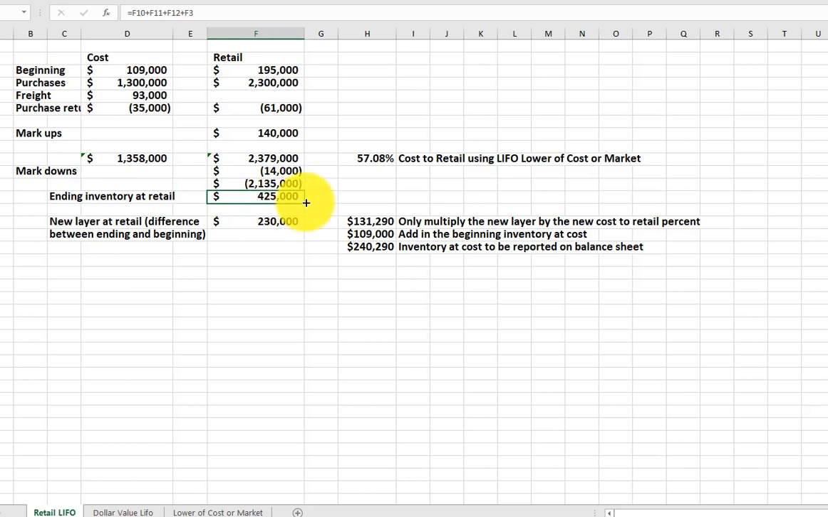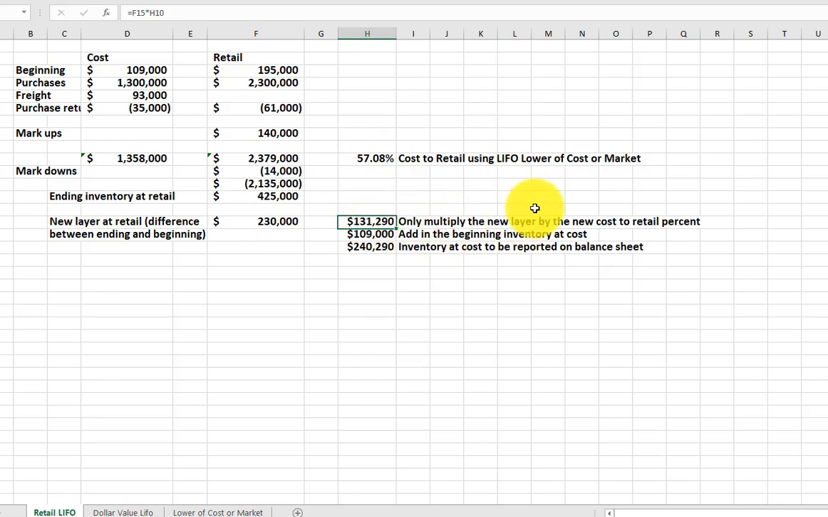425,000. Now, because this is LIFO, we have to compare that back to our beginning and say that we have two layers. A layer, the first layer of 195,000 value, okay, and a second layer which is between 195 and 425, or 230. So we take that new layer and we apply the new cost to retail percentage. So we take the 230 and multiply it by 57.08. That's what the formula is here.